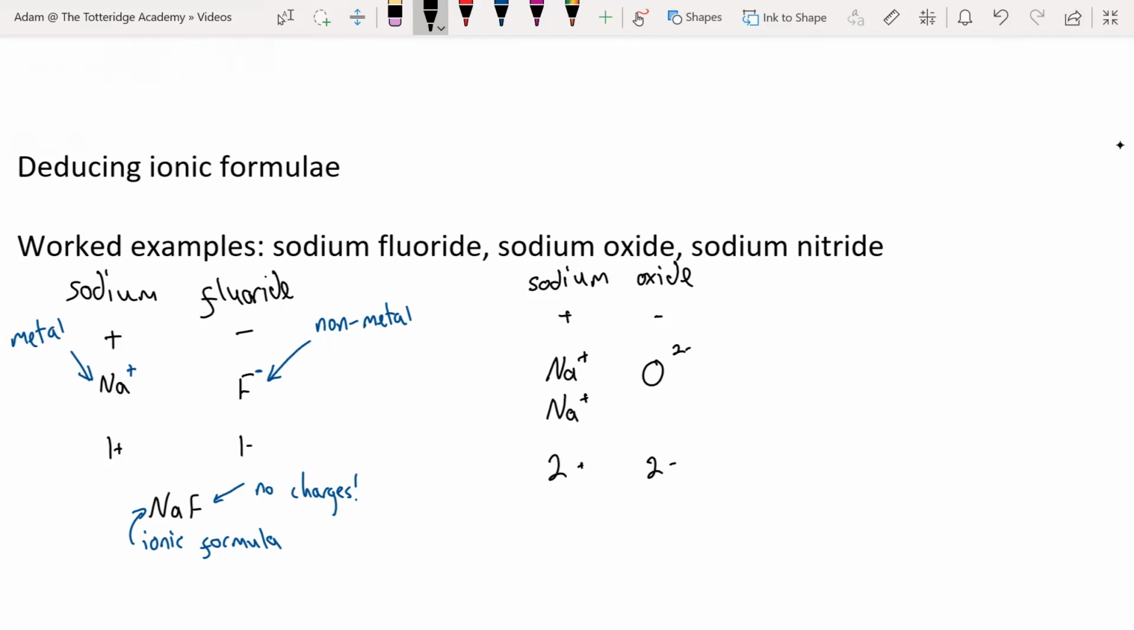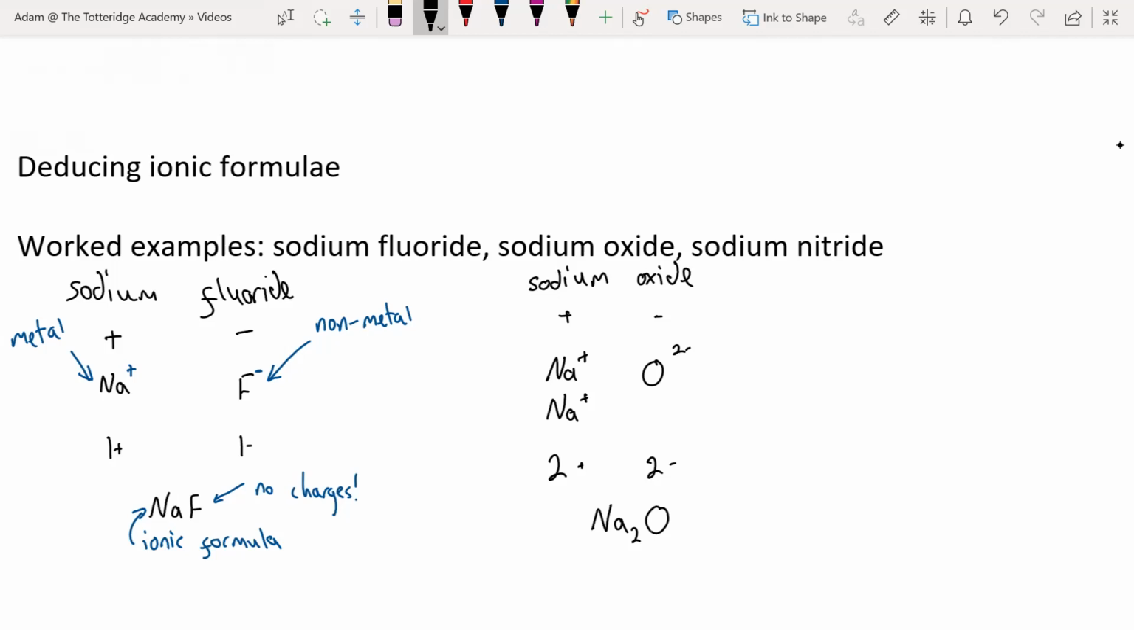Now, when I take these together, I need to write out my formula. My formula is not going to be NaO because I've got two of these. So I have to put a little 2 over there. Na2O, because I've got two sodiums.